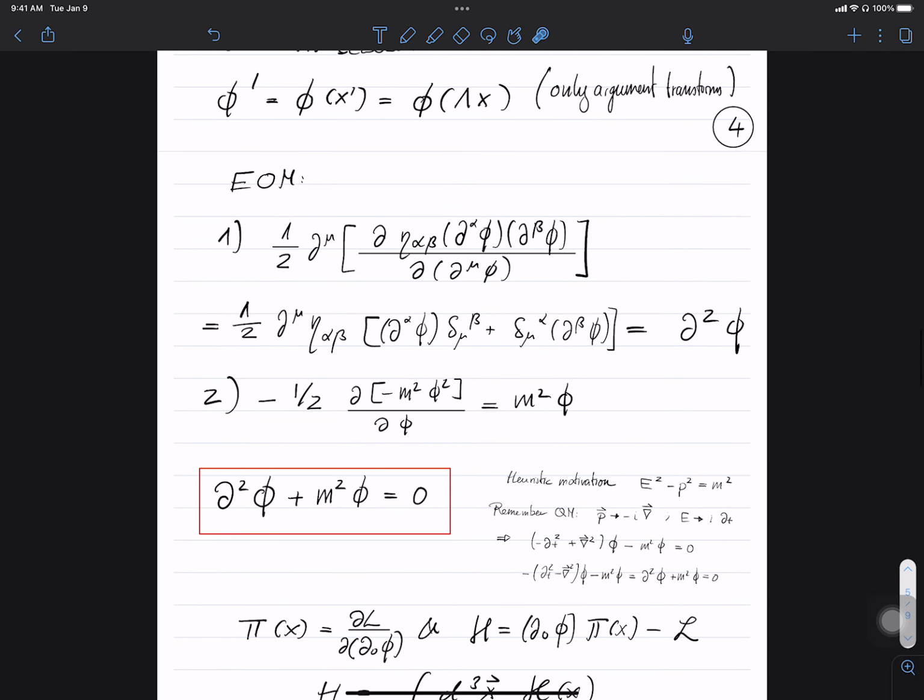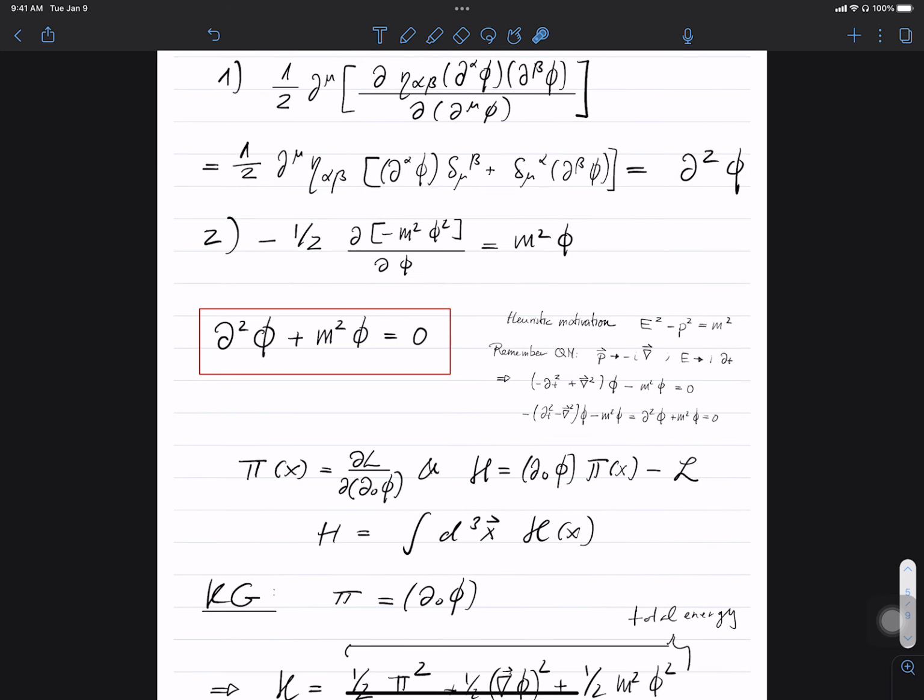It's even simpler, so we get minus m squared phi squared, taking the derivative with respect to phi. We get twice m squared phi, and the minus signs cancel and the twos cancel, so we get m squared phi in general. So what we are left with is the second derivative of phi plus m squared phi equals 0.